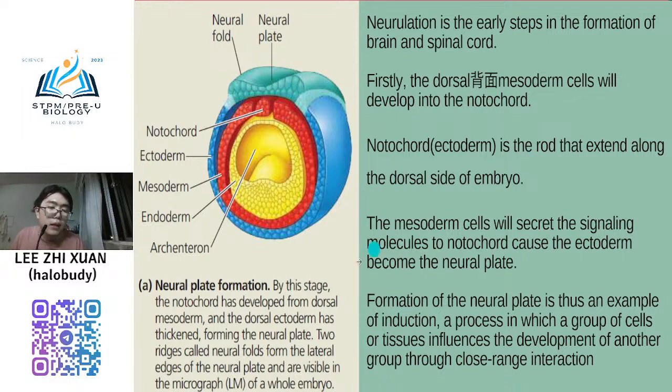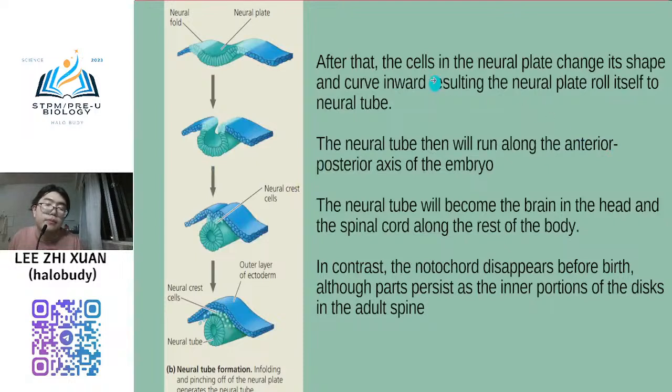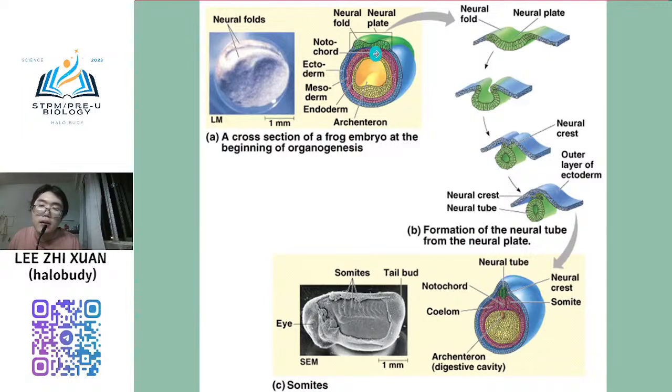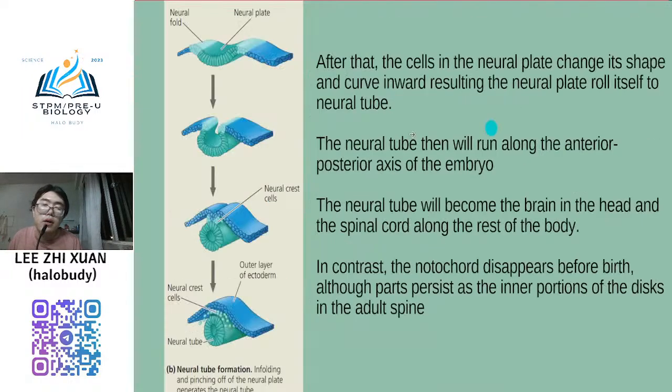Okay. Once the neural plate is formed, the cells in the neural plate will change their shape and curve inward, like that. And then it curves inward and rolls itself into the neural tube. So now it is starting to form the neural tube. The second step of organogenesis is to form the neural tube.